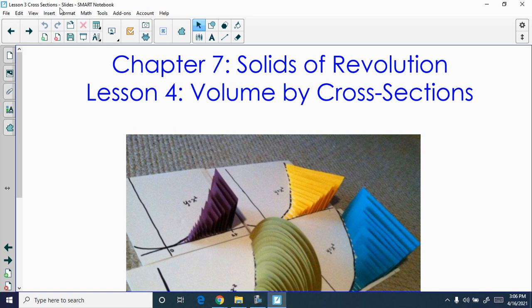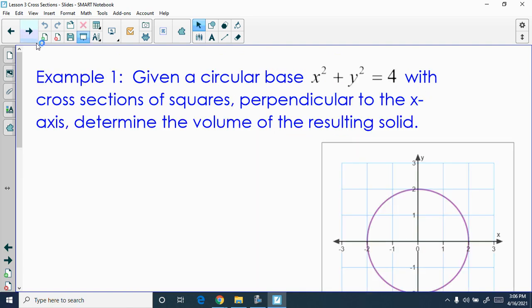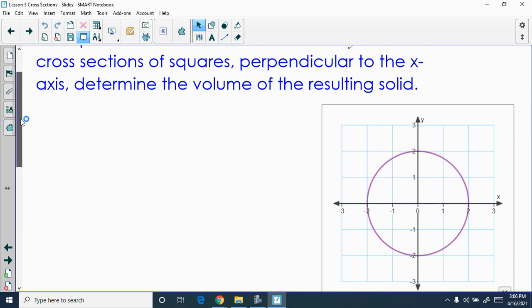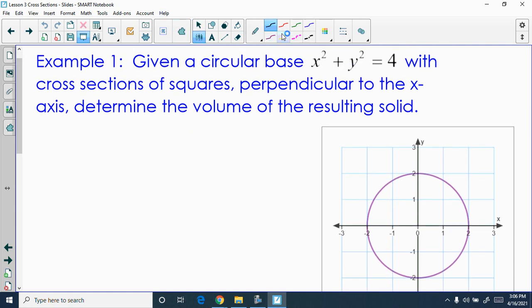In this video, I'm going to talk about how to find the volume using cross sections. So here we're given a circular base of x squared plus y squared equals 4, which you can see pictured below. We're asked to find the cross section using squares. So from that information, I'm immediately going to write down the area of a square, which is the side squared. And then we're told that we're going perpendicular to the x-axis.